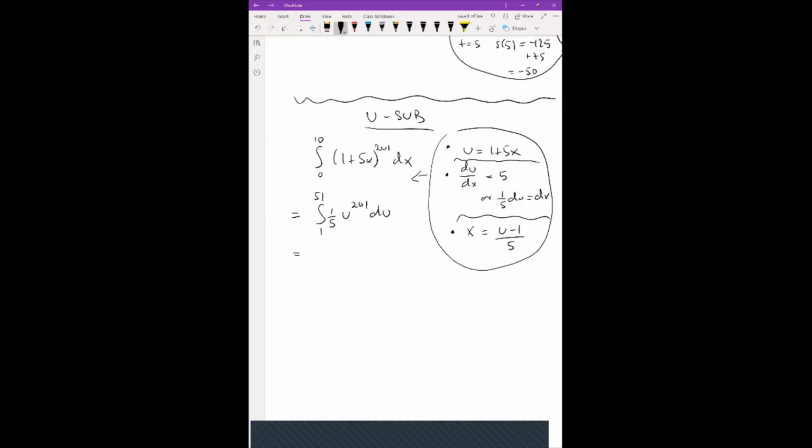If you take the antiderivative, you get u to the 202. You have to multiply with the reciprocal. And there you plug in 1 and 51. So it's 1/1010 of 51 to the 202 minus, if you plug in 1, 1/1010. If you want, you can simplify this, but this is not necessary.